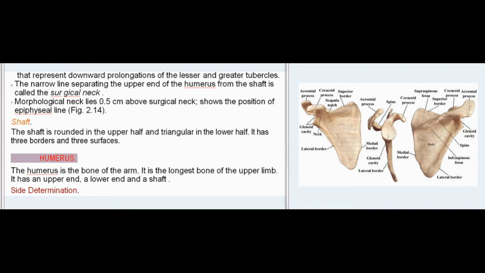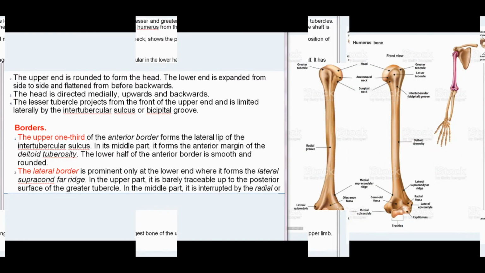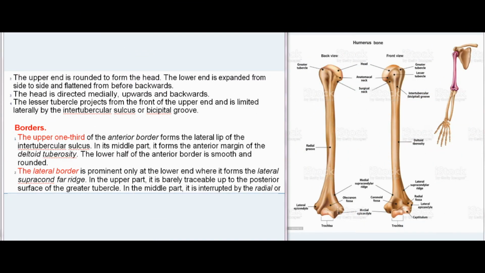Humerus. The humerus is the bone of the arm. It is the longest bone of the upper limb. It has an upper end, a lower end and a shaft. Side determination. 1. The upper end is rounded to form the head. The lower end is expanded from side to side and flattened from before backwards.